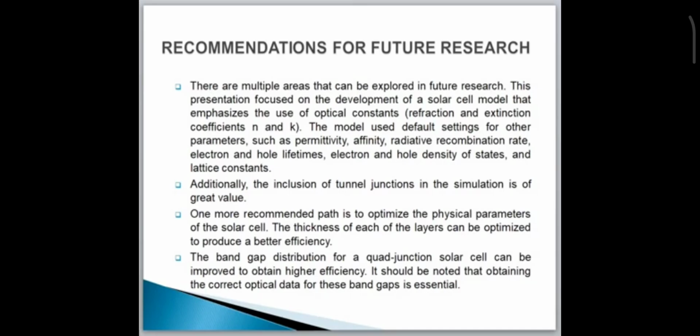One more recommended path is to optimize the physical parameters of the solar cell. The thickness of each layer can be optimized to produce better efficiency. I have taken the same thickness and same doping for all of the solar junction cells. The band gap distribution for a quad junction solar cell can be improved to obtain higher efficiency. It should be noted that obtaining the correct optical data for these band gaps is essential.